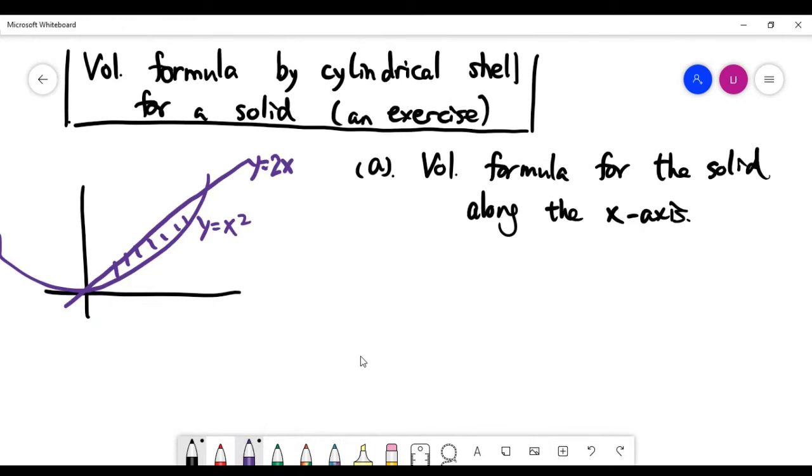In part A, we'll look at the volume formula by the cylindrical shell based on the x-axis rotation for the purple region here. So now please recall what you do with the cylindrical shell method. The cylindrical shell method is always based on a red line which you need to draw parallel to the axis of rotation. When you rotate this red line along the x-axis, what you are getting is something like a horizontal cylinder, right?